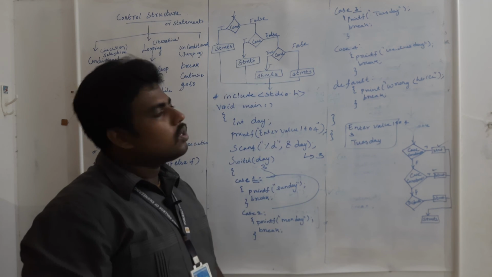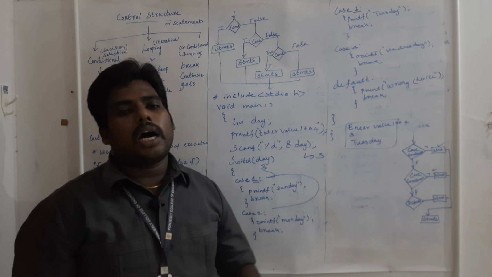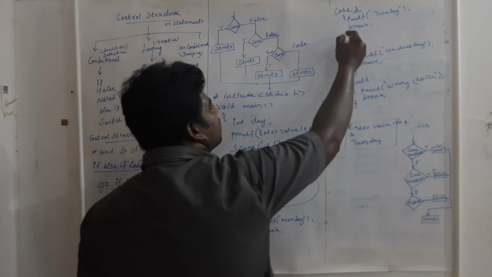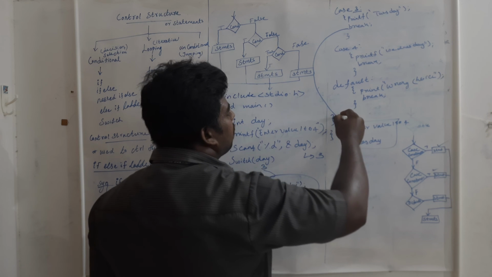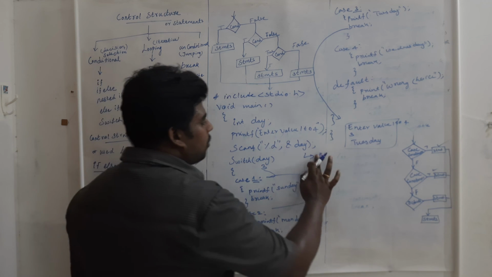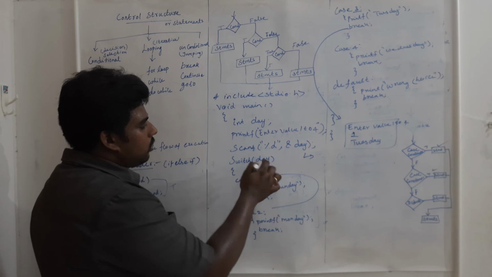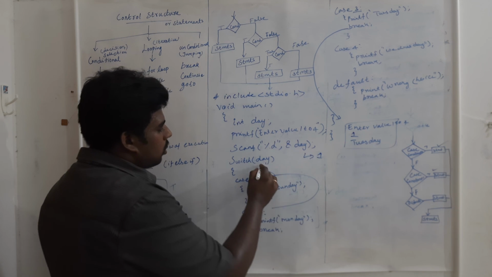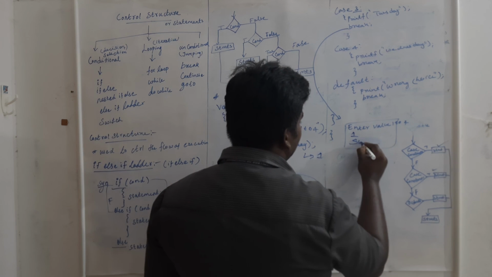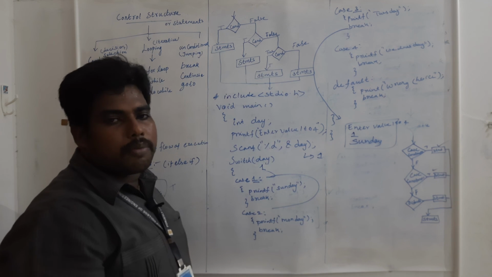What will the break do? Break will break there itself. Break will break the loop or break the label. So if you use break, after this it will directly come to the end point. All of you got it. Suppose your input is 1. If your input is 1, what will happen? Here 1, and here also 1. So it will print Sunday. Then it will break, so the program will be closed.